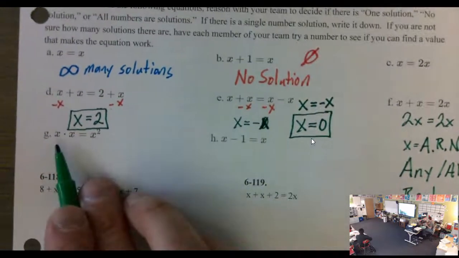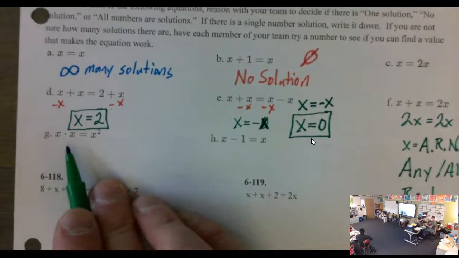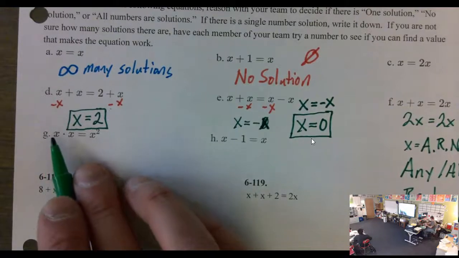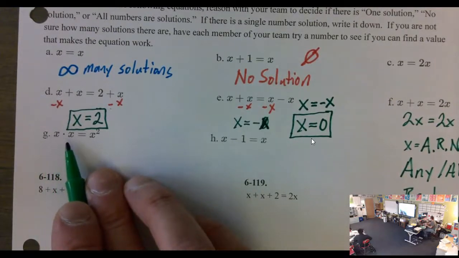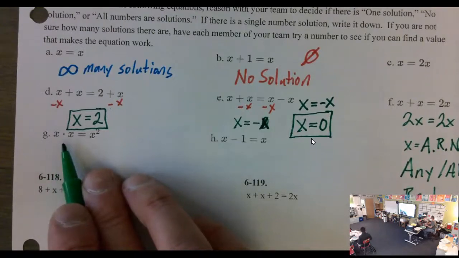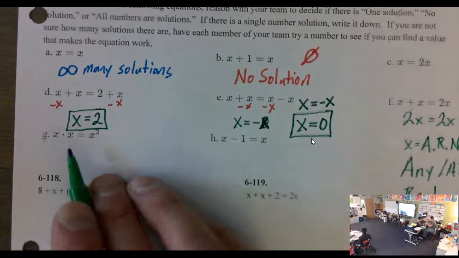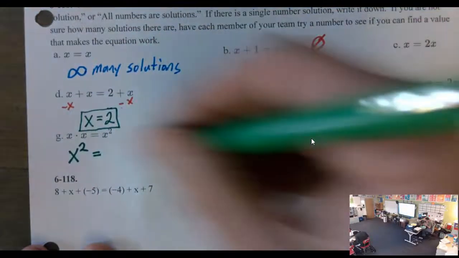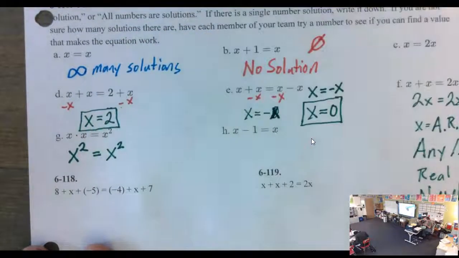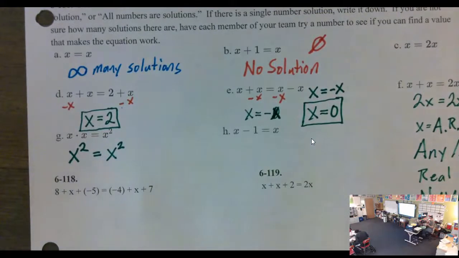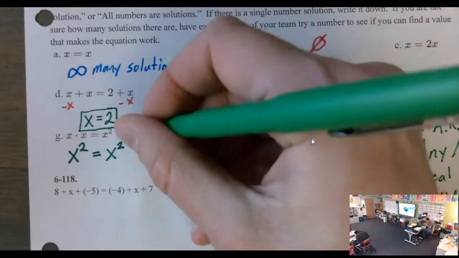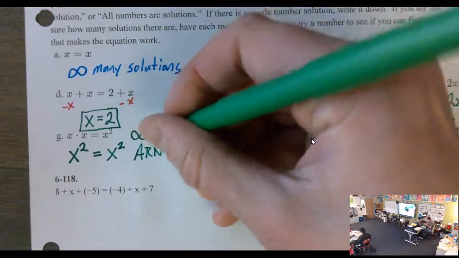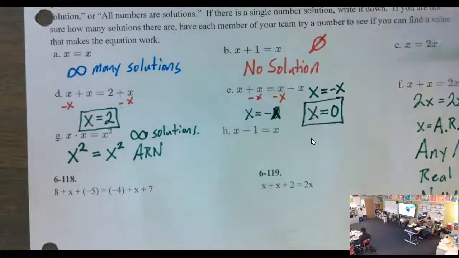All right, so x times x, guys. Like a lot of us are still iffy when it comes to this. When you multiply something by itself, what does it turn into? X to the power of 2, or you can say x squared. So this left side becomes x squared. The right side is x squared. What would we say there? Yeah, infinitely many solutions. Or you could say ARN. You could say infinite solutions.